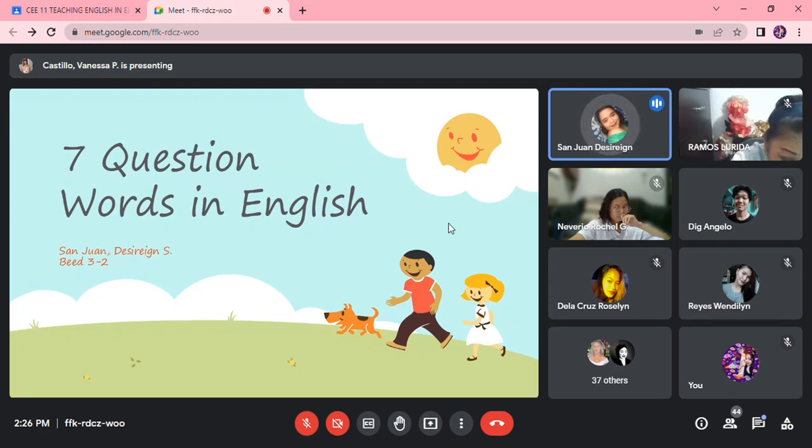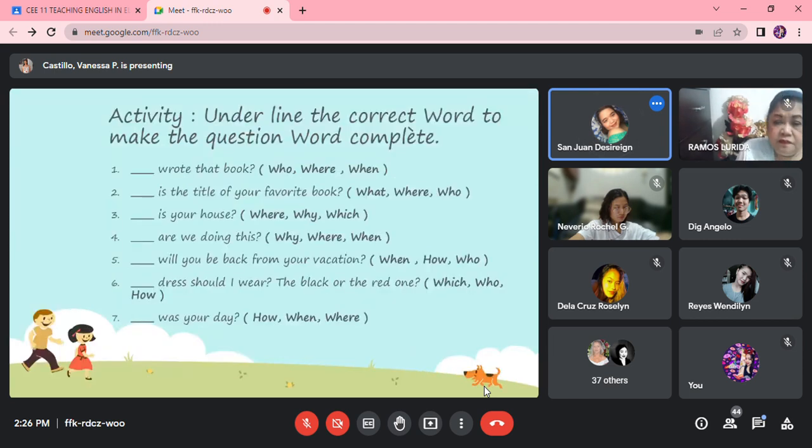So before we start, we have a little activity. Next slide po. Okay, so this activity is underline the correct word to make the question word complete. So who wants to read number 1 and answer po? Reyes po. Sige po, Reyes.